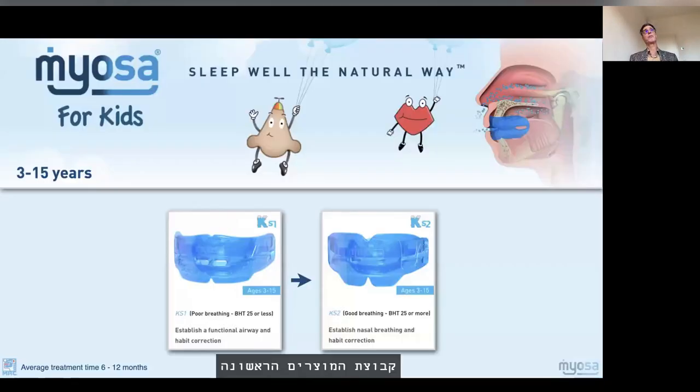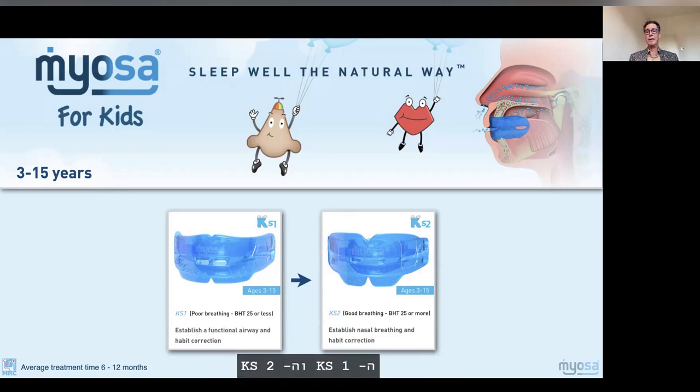The first group of products that I want to talk about is the Myoza for kids. The Myoza for kids are 2 different appliances used in the age group between 3 and 15 years of age, the KS1 and the KS2. Both appliances are available in 3 different sizes: small, medium, and large. So this means we can use them in all dentitions: primary, mixed, and permanent dentition.